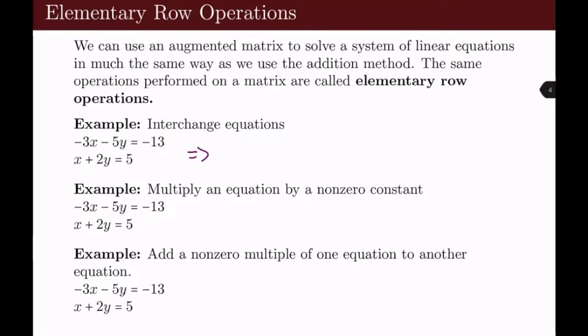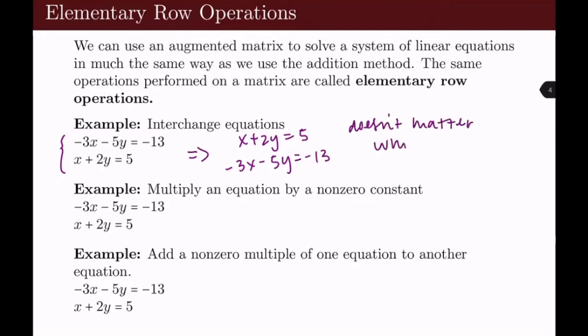So this system here is the same as if I wrote x plus 2y equals 5, -3x minus 5y equals -13. All this is saying is that it doesn't matter which comes first, right? All right.